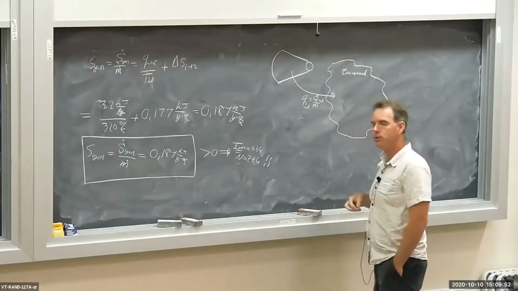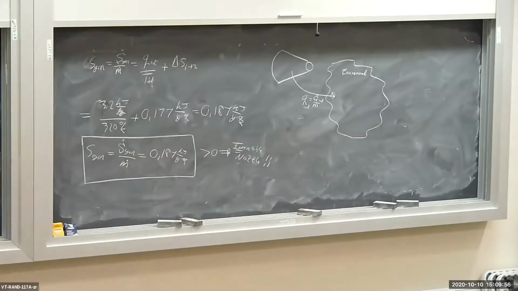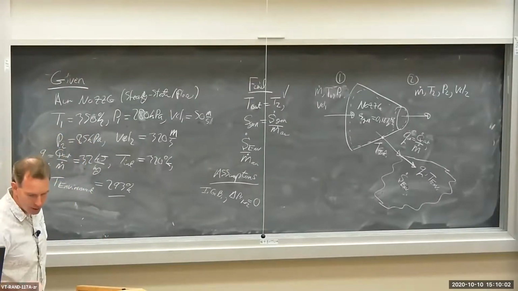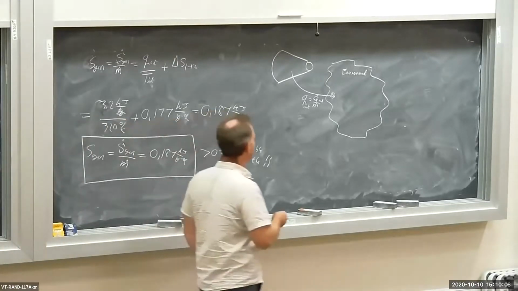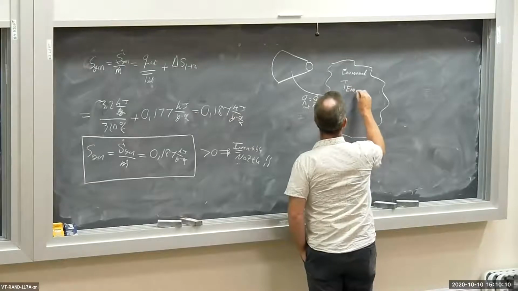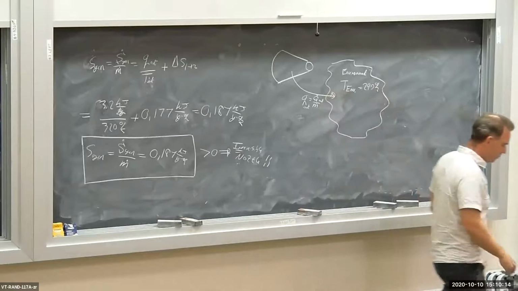Now, I tell you that this environment is at a temperature. I give the environmental temperature. Let's go back and look at it here. So I give the environmental temperature as 293 degrees Kelvin. So that is the temperature of the environment. T of the environment is 293 degrees Kelvin.